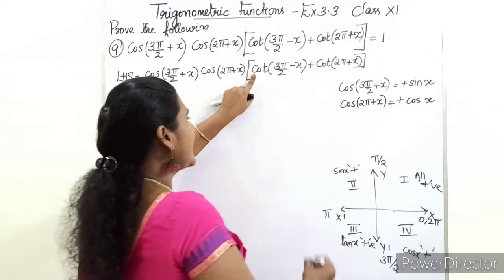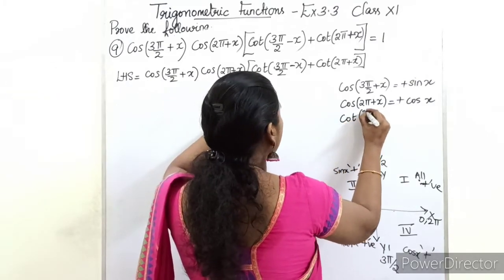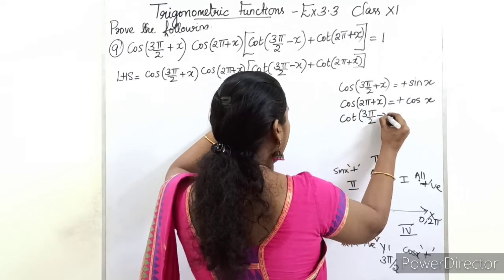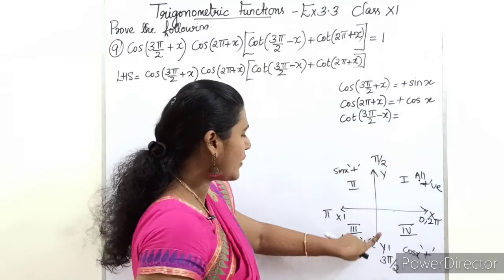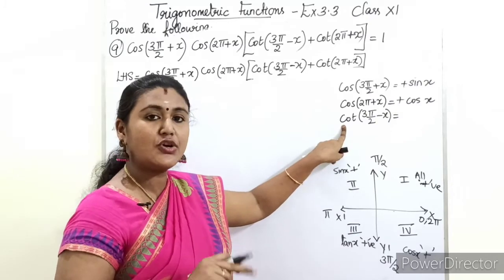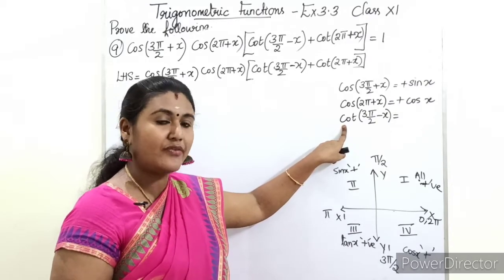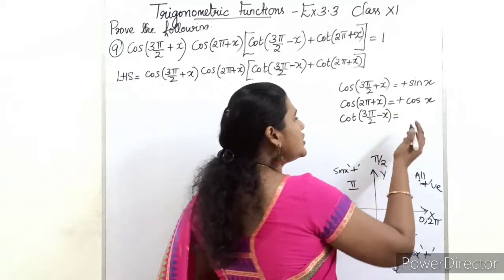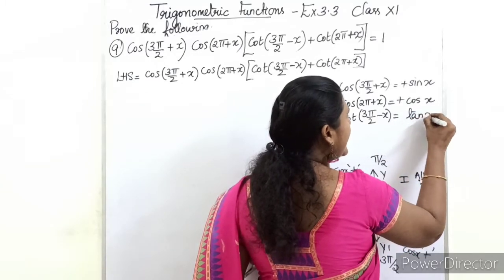Now we will take this expression, that is cot(3π/2 − x). Again this π/2 lies on the y-axis, so the trigonometric ratio will change. Cot will change into tan. So we can write tan x.